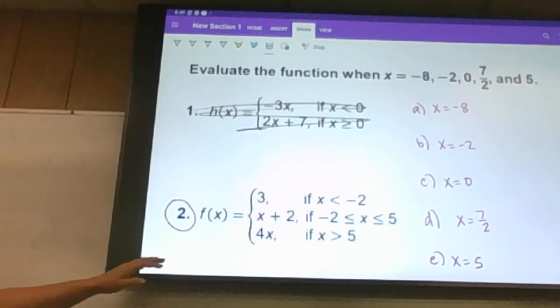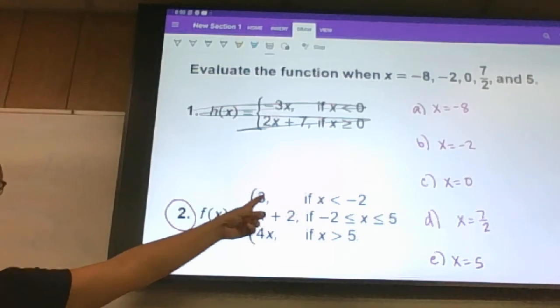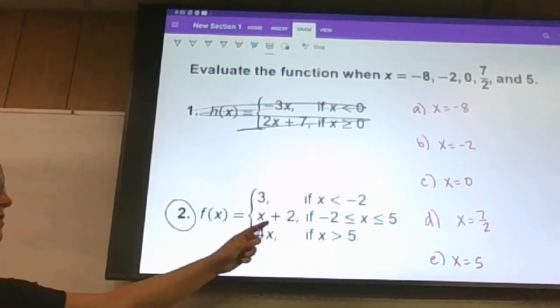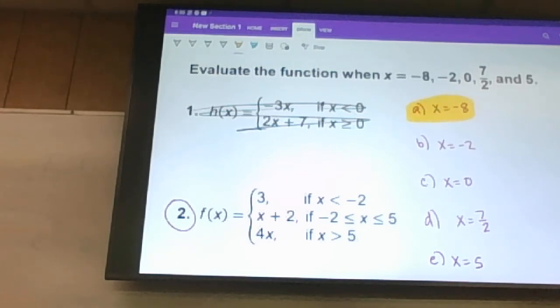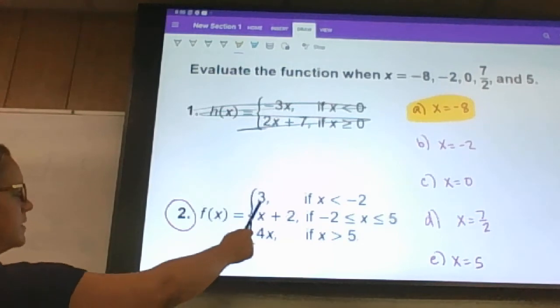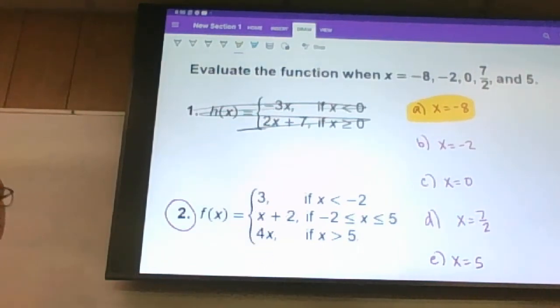So here's our piecewise function. We have y equals 3, y equals x plus 2, and y equals 4x. And then we have all these rules that help us determine which part to plug into. So letter A, -8. Tristan, where would you plug in -8? You want to go to the top, the middle, or the bottom?